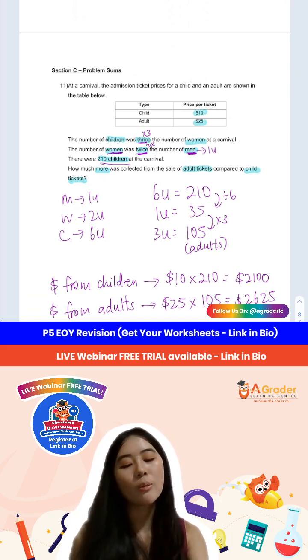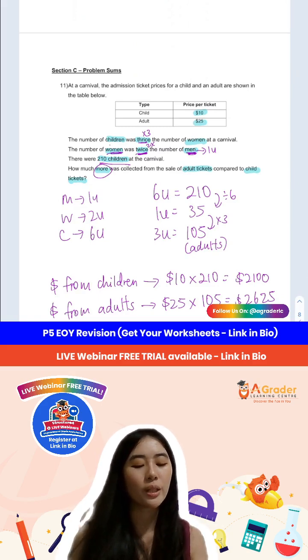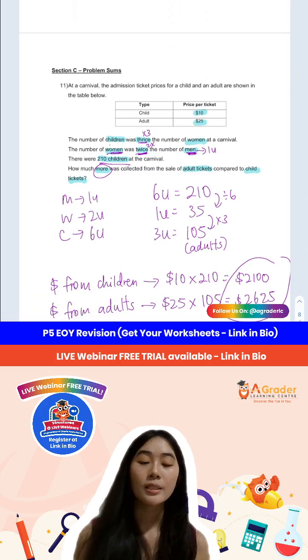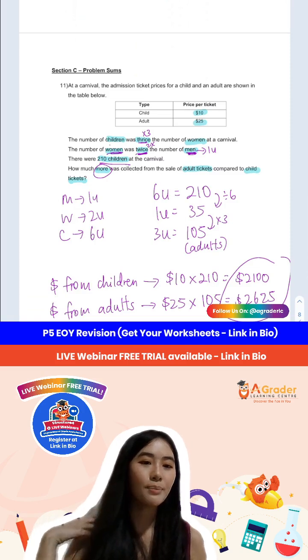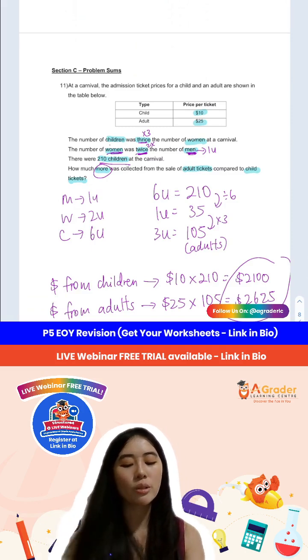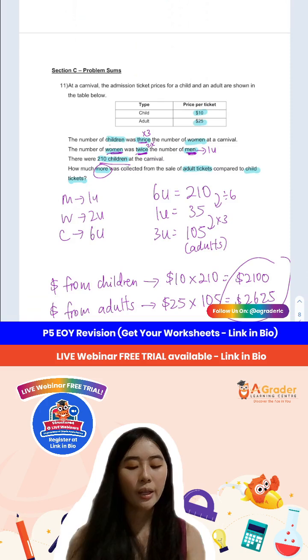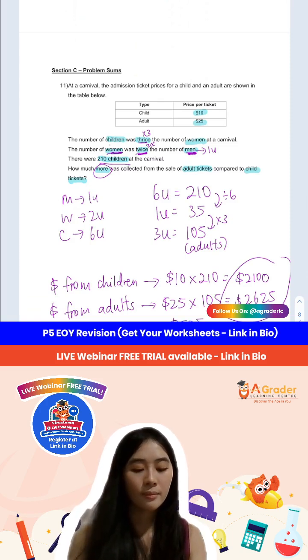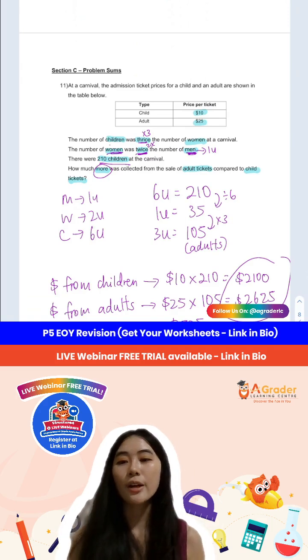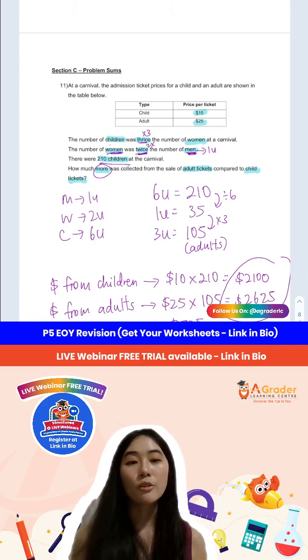How do you find out how much more was collected from the adult versus the child ticket? Is it a plus, minus, times, or divide for the last step? Okay, Jerome and YS says minus. David also says minus. Yeah, minus is correct. So let's use 2625 minus 2100. So your final answer is $525. Remember to put the dollar sign.